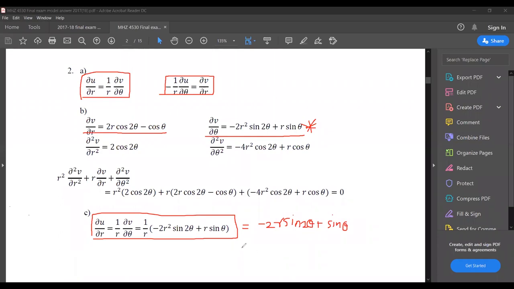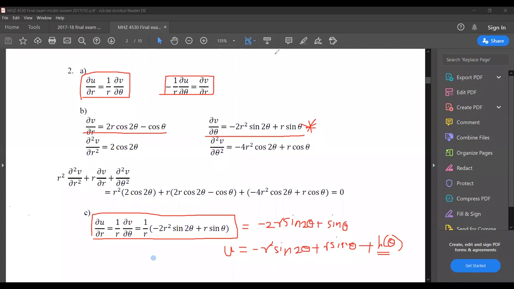Now we have to integrate this with respect to R. So that is minus R squared sine 2 theta plus R sine theta plus a function of theta, because when we are integrating with respect to R, theta is a constant. So here we need to add this term. Now you know what is U. After finding U, we can find ∂U/∂theta, so you have to differentiate this with respect to theta.